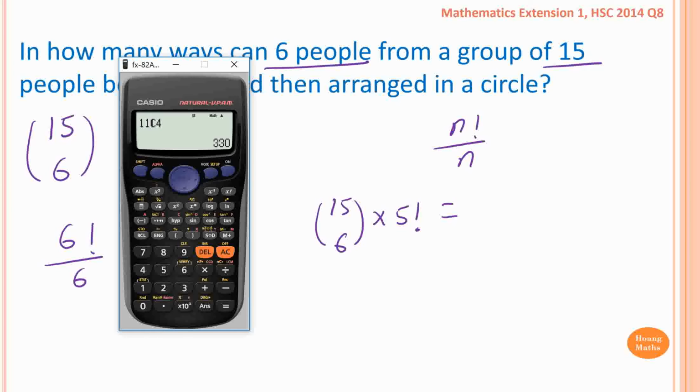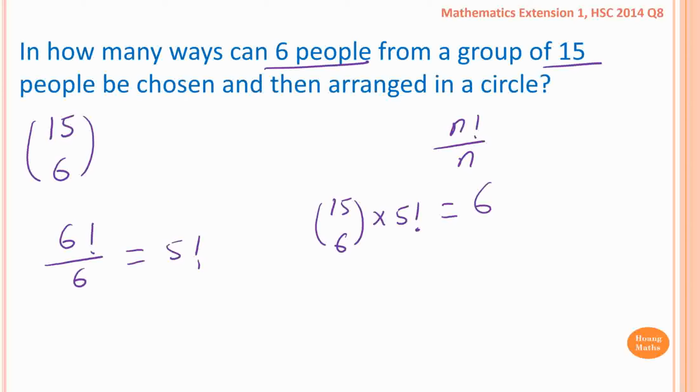So I just go 15C6 and I multiply by 5 factorial. Which is 600,600. So just write this down, 600,600.